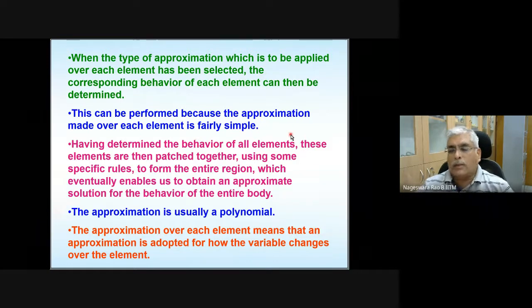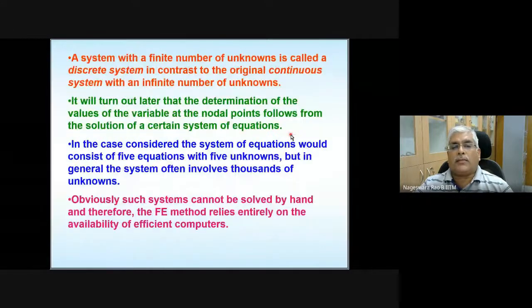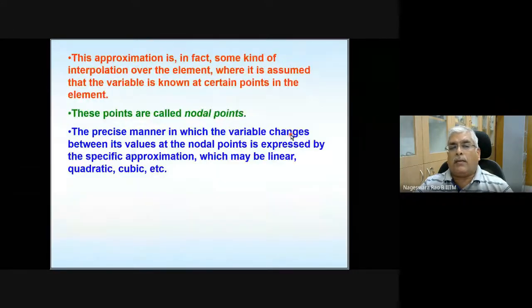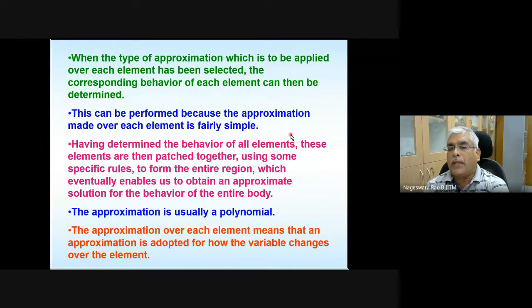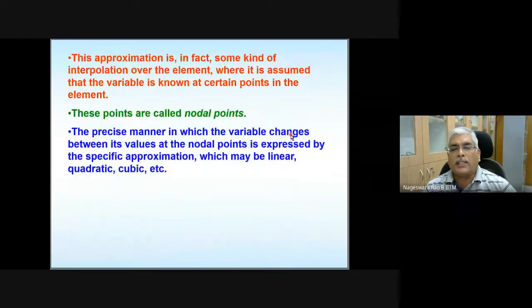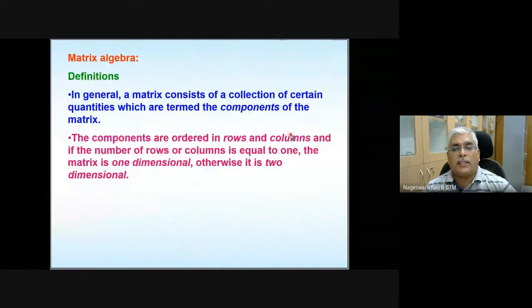So let's go through this quickly. Anyway, we'll come back to this once again once we solve a problem. And the type of approximation which is to be applied over each element has been selected, the corresponding behavior of each element can then be determined. Or we'll do one thing, we will skip this, and then once we solve a problem, I will come back to these points, and then you can appreciate them better. Okay, so let's skip these points, directly go to some essential things.